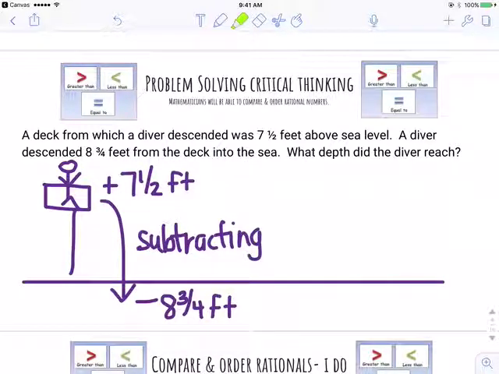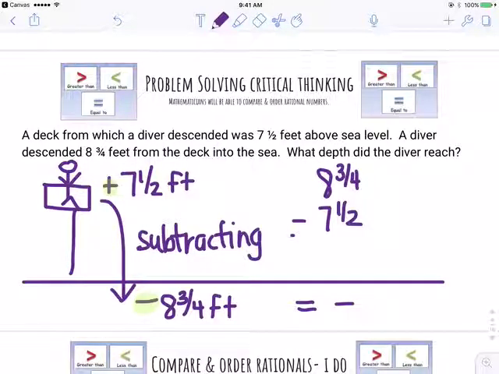Because I have one positive and one negative, I'm going to decide on my sign first. I know there's more in 8 3/4, so I know that my problem is going to equal a negative number. And when I have one of each, I'm going to take my larger number and subtract my smaller number.